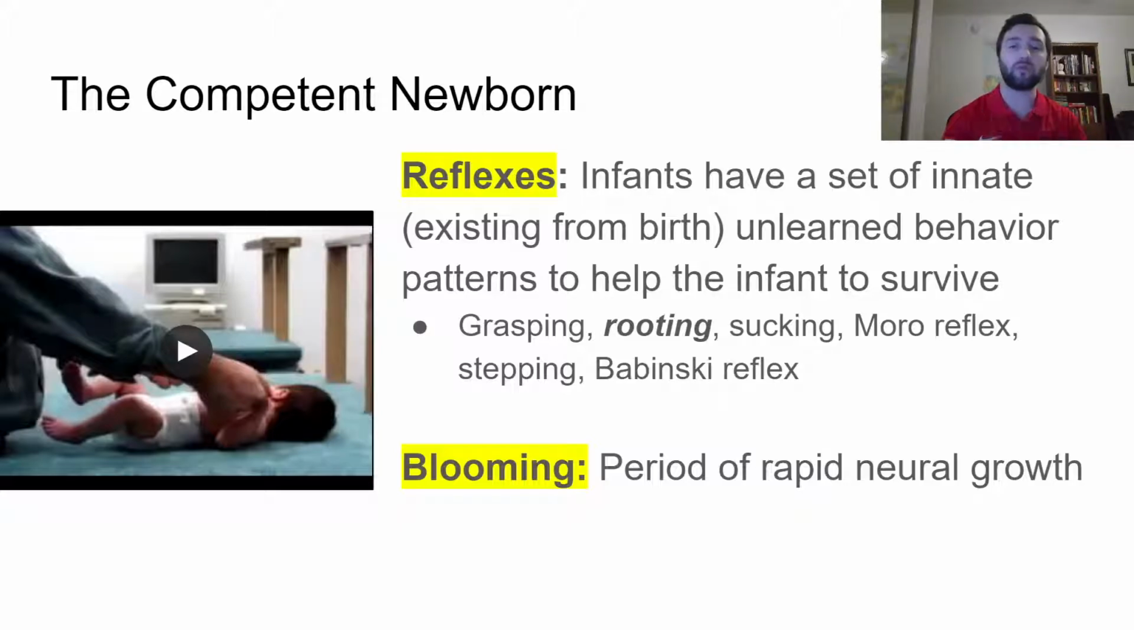So obviously, rooting and sucking, you need to eat as a baby. So if your baby just doesn't do that, there's not really a way to feed them otherwise, and they would pass away. All of the other ones, grasping, the Moro and Babinski reflexes, and stepping, all have to do with, we believe, early human beings and the need for a child to hold on.